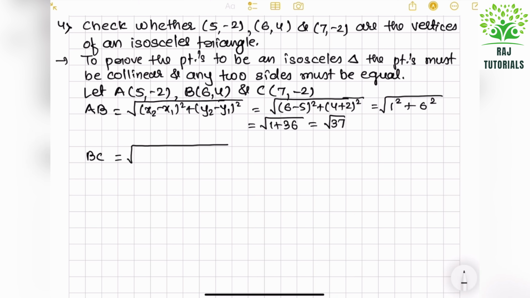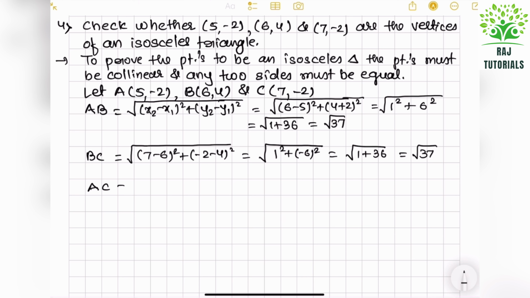Now let us take BC. So 7 minus 6 whole square plus -2 minus 4 whole square. So this also will be 1 square plus -6 whole square. So 1 square will be 1 and -6 square will be 36. So that is coming as root 37. So two sides I have got equal. Now let us check AC.